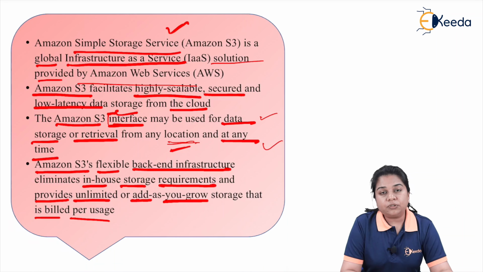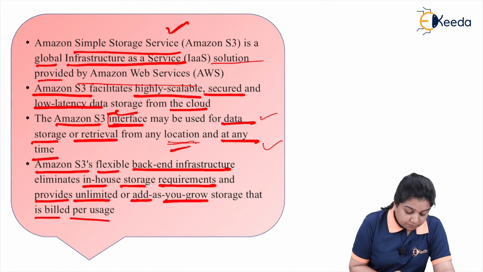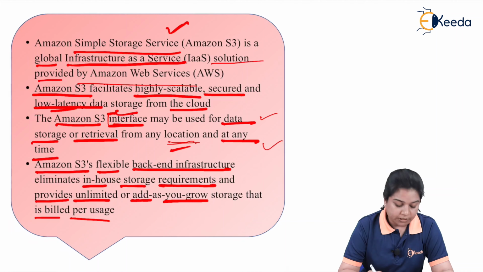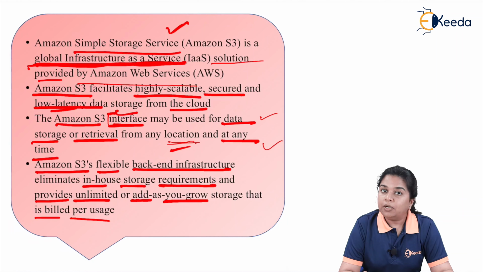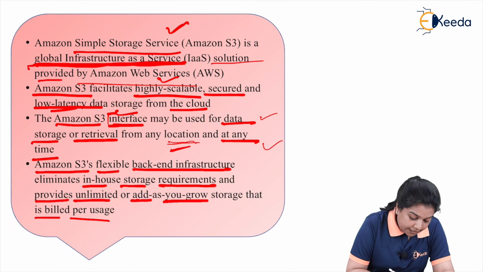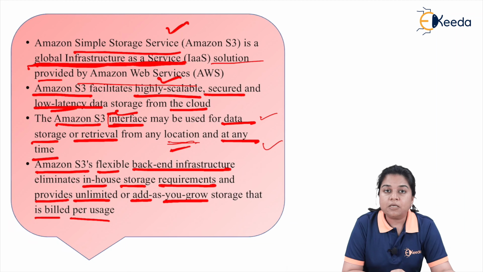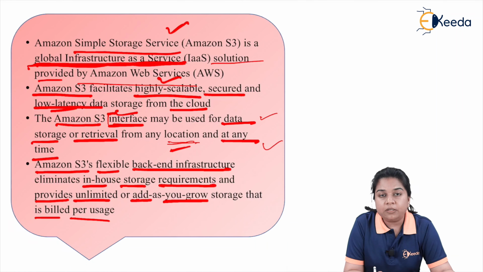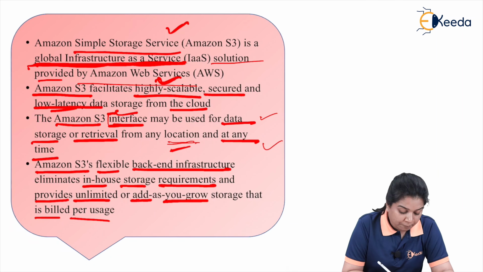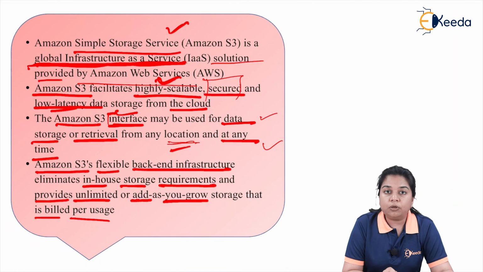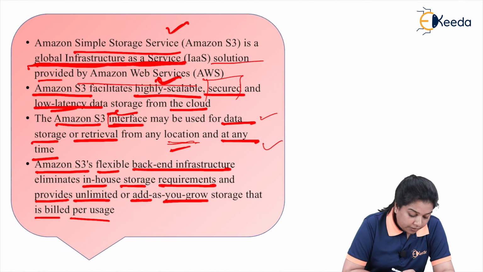Now retrieval and storage are not bound to one location. You can store anywhere in the world. Here it is provided that you can store all over the world, that means globally. So Amazon S3 is a global infrastructure as a service solution. It is also highly scalable. That means now you need 20 TB, and the next month, if you need 150 TB, you will get that space in Amazon S3. Then it is secured, that means your data or your information is preserved there.